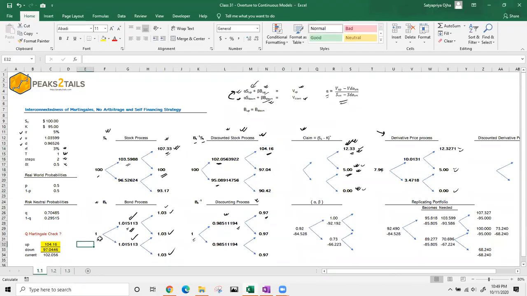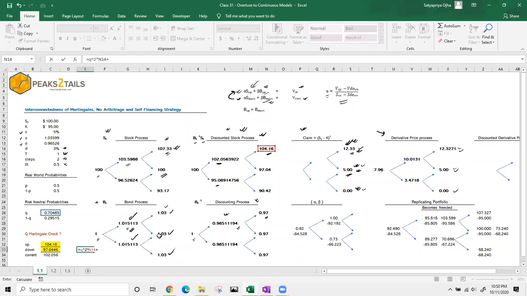Let's test that. So that would be three values, right? Q times, no, not Q times. What is the probability of this particular state? It's two up states, right? So that would be Q times Q, so Q square times this value, plus... So I'm standing at today, 100 is the value, and I'm looking at the expectation after 2 periods.